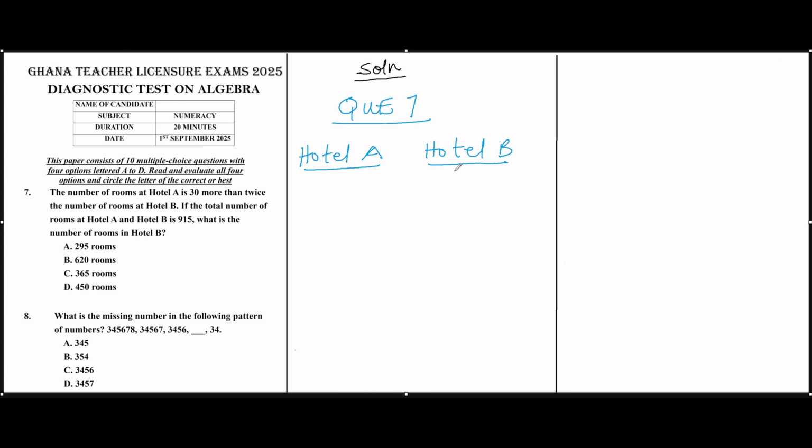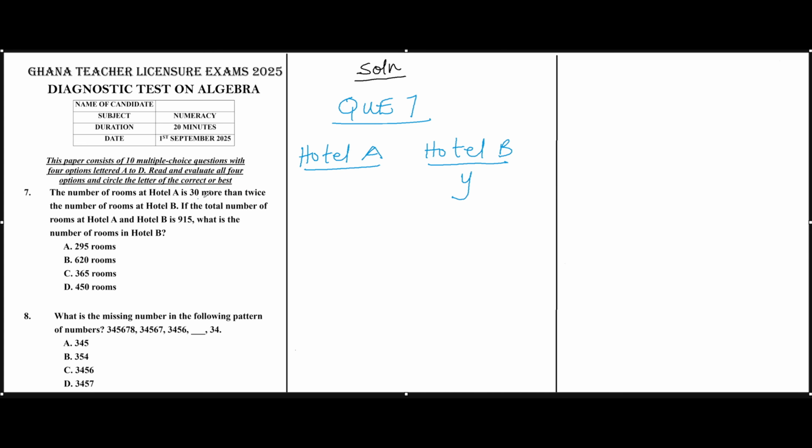Between Hotel A and Hotel B, which of them has the highest number of rooms? We are told that the number of rooms at Hotel A is 30 more than twice the number of rooms at Hotel B. So it is clear that Hotel A has more rooms. Let's represent the hotel with the least number of rooms with a variable. Let the number of rooms in Hotel B be Y. Then how do we write an expression for the number of rooms in Hotel A?